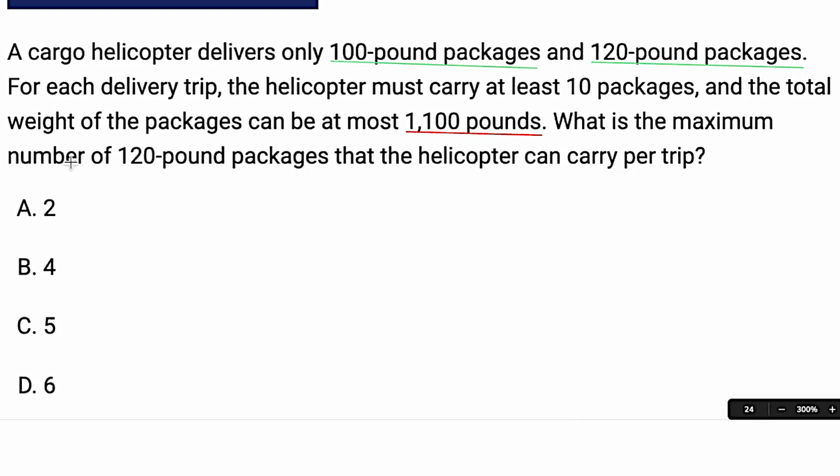So what I want to do first is decide what's x and what's y. I'm going to say 100-pound packages are x, and 120-pound packages are y. So let's write our first equation here. We know that x plus y, all of our packages together, need to equal at least 10. So we could say that they are greater than or equal to 10. That way, they're not going to go below 10, right?